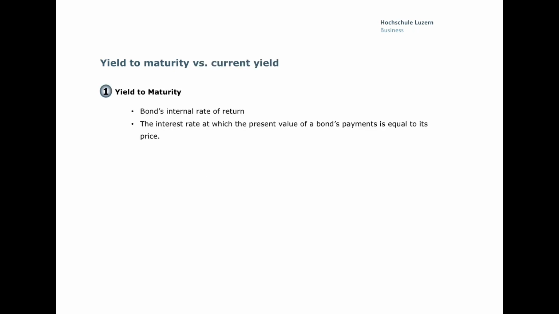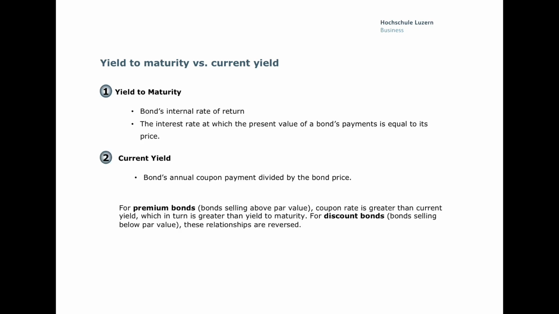It is important to distinguish the yield to maturity from the current yield. As we know by now, the yield to maturity can be considered as the bond's internal rate of return. In other words, the yield to maturity is the interest rate at which the present value of a bond's payments is equal to its price. However, the current yield is simply the bond's annual coupon payments divided by the bond price.